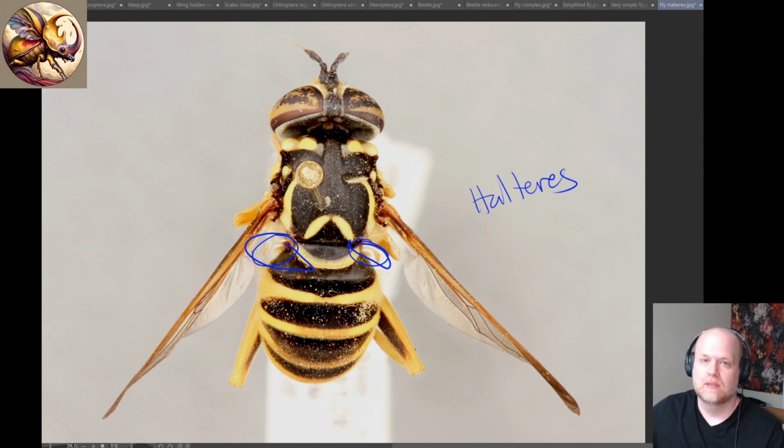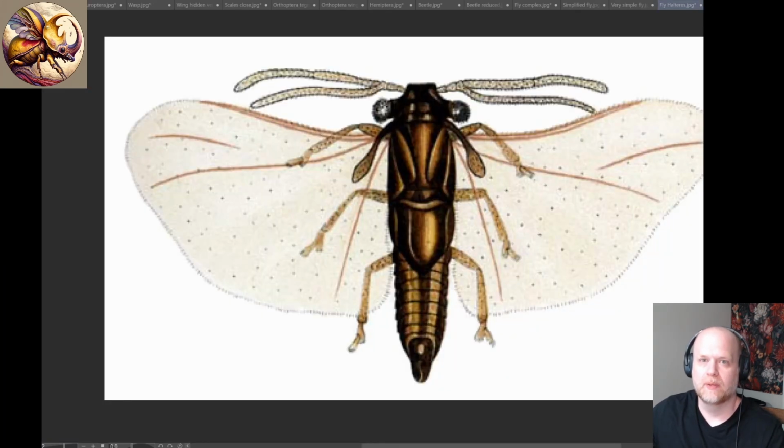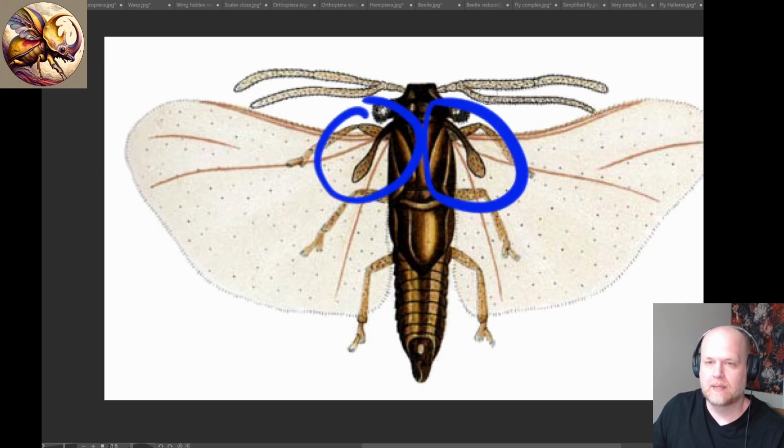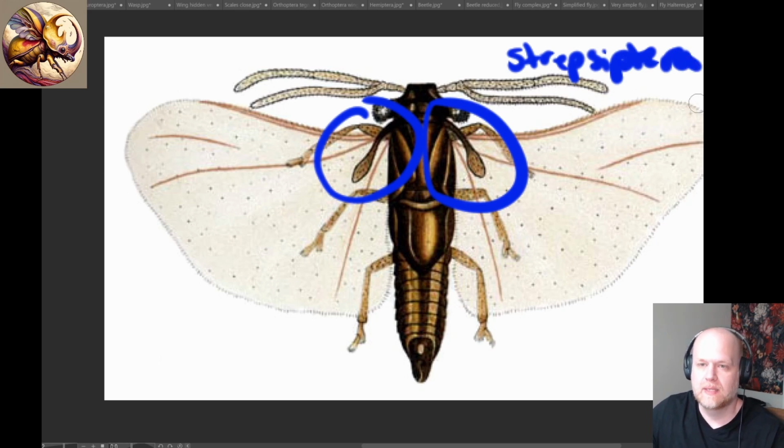The other group of insects that only have two wings, and that the whole group only has two wings, are called the strepsipterans. I say the whole group because there is one type of beetle that only has two wings, but it's a one-off. These are the strepsipterans, and they only have their hind wings. So these nubbins here are the forewings. This group is called the Strepsiptera. And they only have their hind wings.